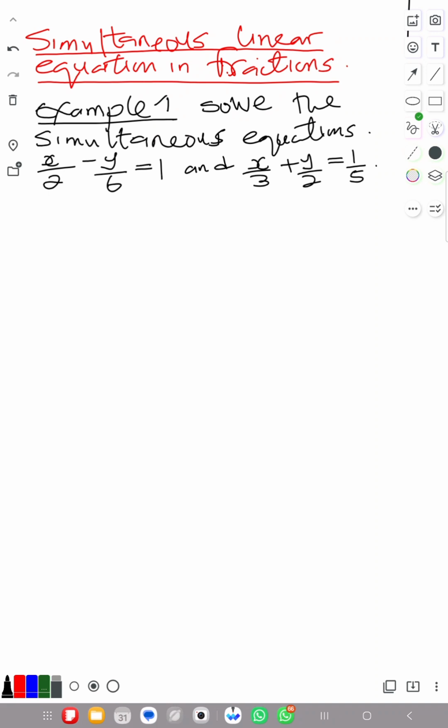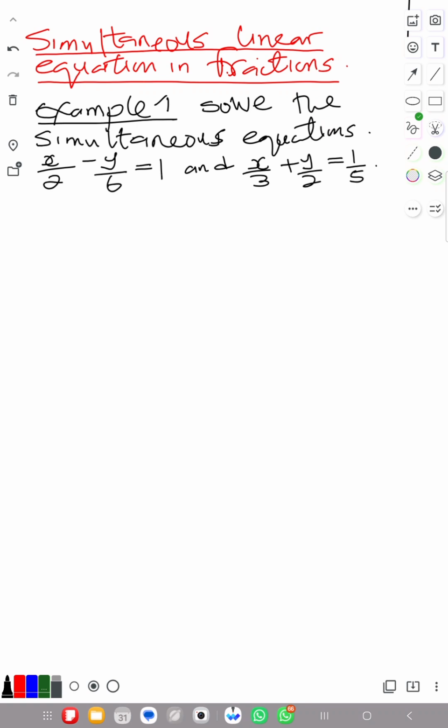We started a topic some time ago on simultaneous equations, and we have been able to look at various ways of solving it, which are the elimination method and the substitution method. I think the only method we didn't treat then was the graphical method. But there are still some simultaneous equations that involve fractions. So when it involves fractions, how do we go about it? Definitely, you have to break it down to a linear form so as to be able to solve it.